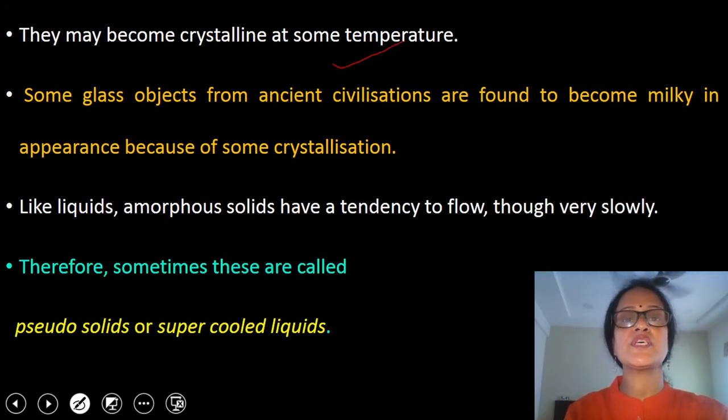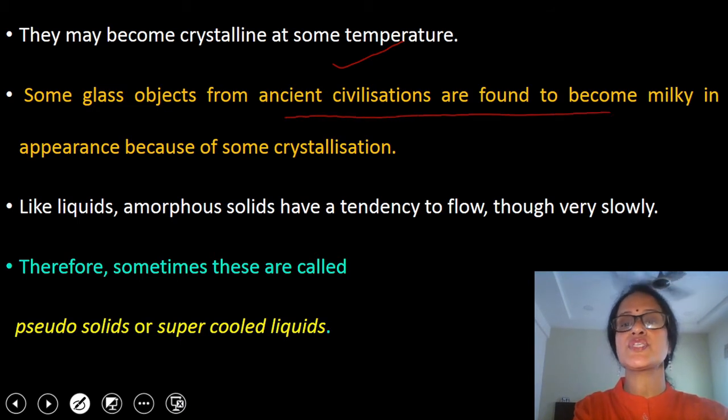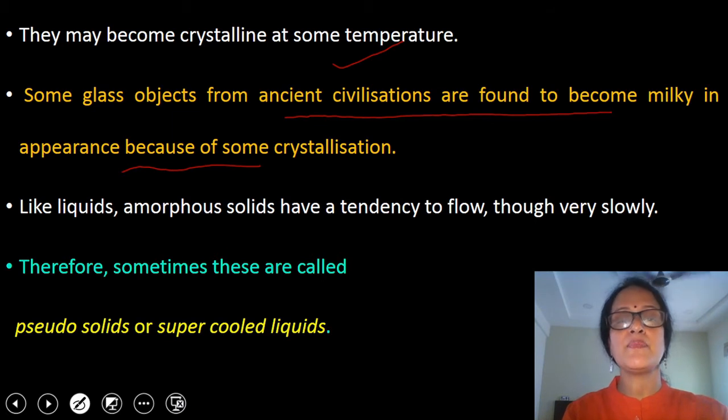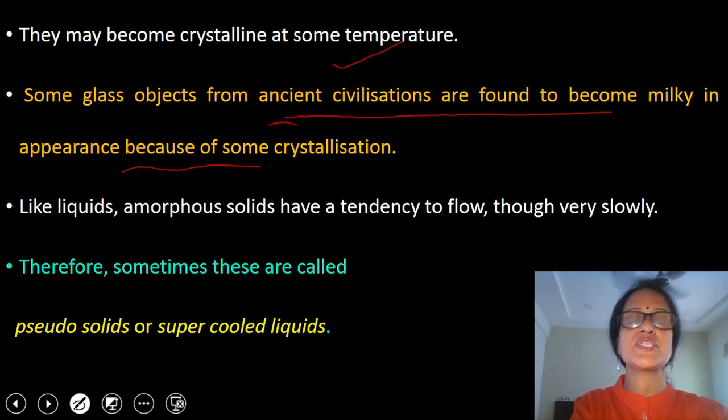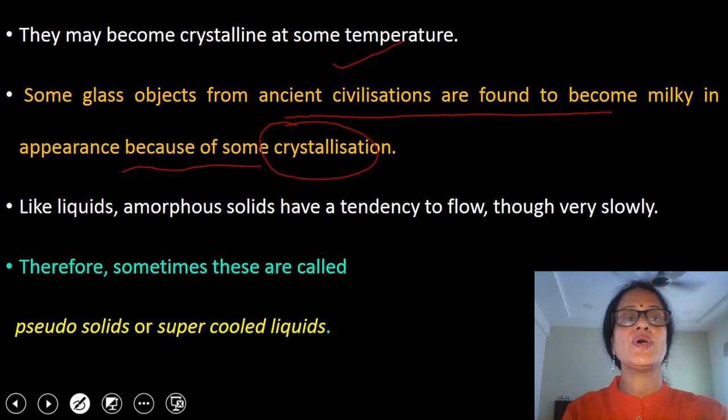Students, the point which I am going to discuss right now has been asked in your board exam. This is your NCERT question also. Some glass objects from ancient civilization are found to become milky in appearance. Why do they become milky in appearance? Because some crystallization has taken place. So, amorphous solids may become crystalline at some temperature.